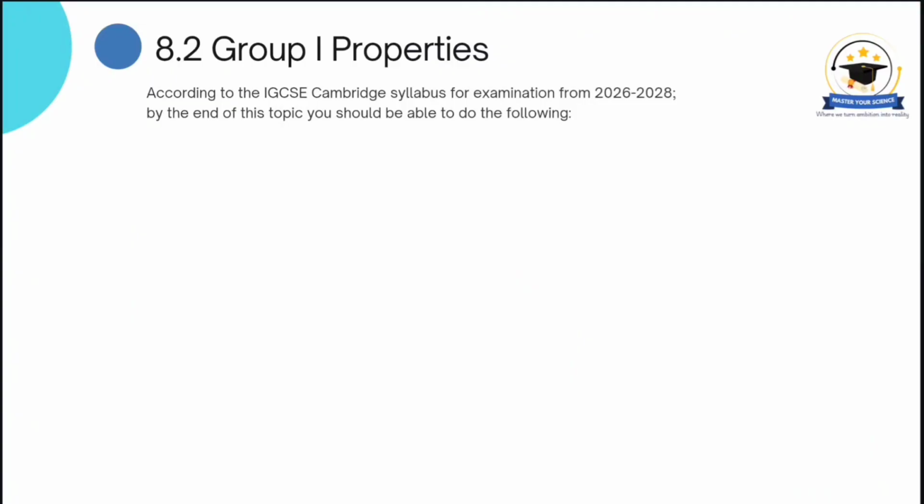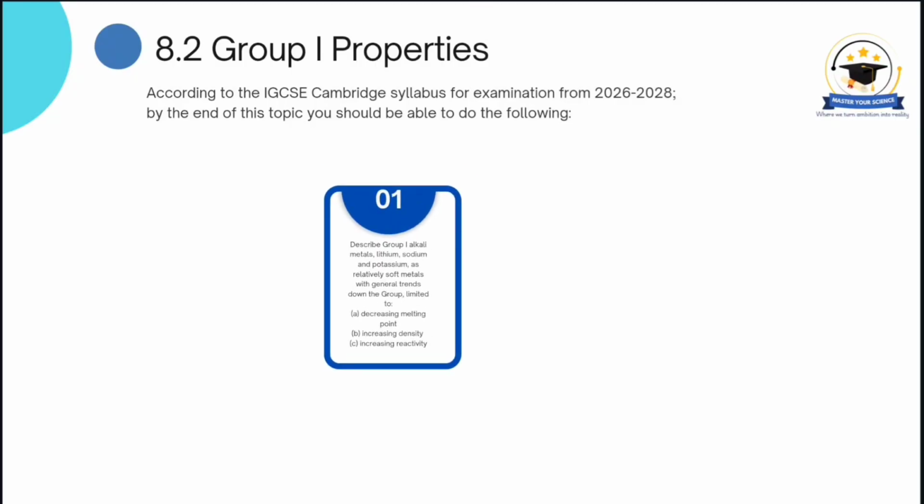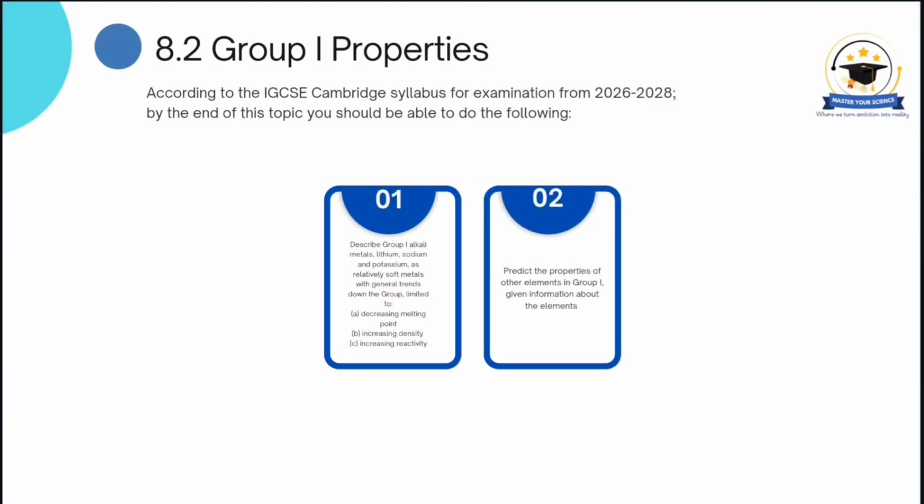Right, section 8.2, group 1, properties. According to the IGCSE Chemistry syllabus for examination from 2026 to 2028, by the end of this topic, you should be able to describe group 1 alkali metals, lithium, sodium, and potassium as relatively soft metals with general trends down the group limited to A, decreasing melting point, B, increasing density, C, increasing reactivity. And number 2, predict the properties of other elements in group 1 given the information about the elements.